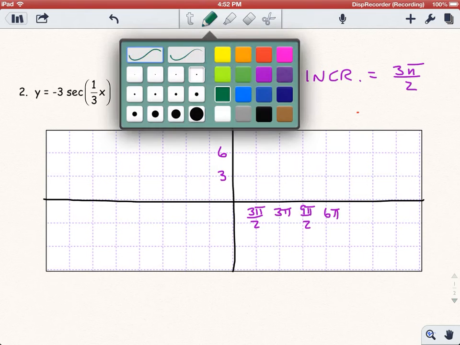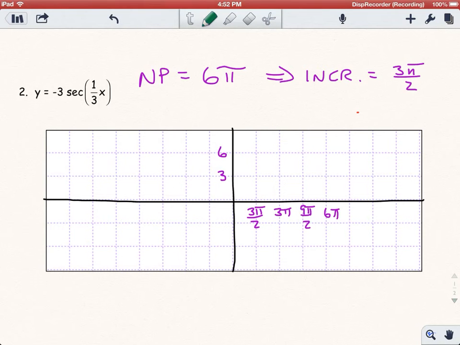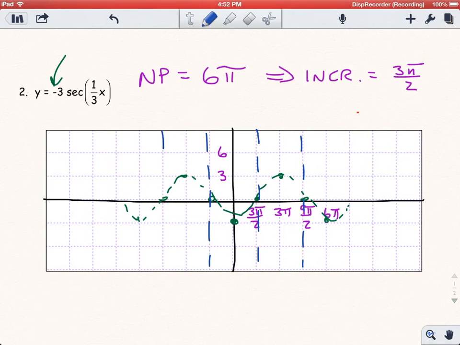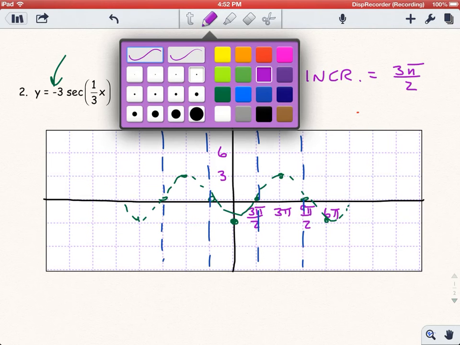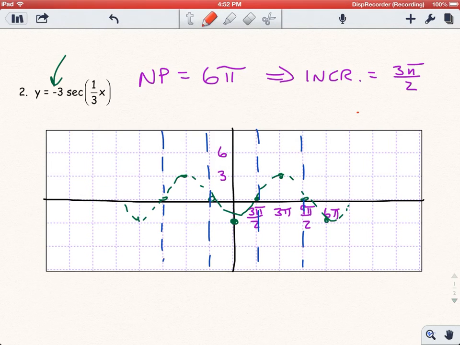Okay, we've got a cosine curve because of secant, but we've got a vertical reflection and a change to the amplitude. So 3 pi over 2 means we have to start down. So this is what the cosine curve would look like. Next we can place our asymptotes at 3 pi over 2 and at 9 pi over 2, and that will finally give us our curves.